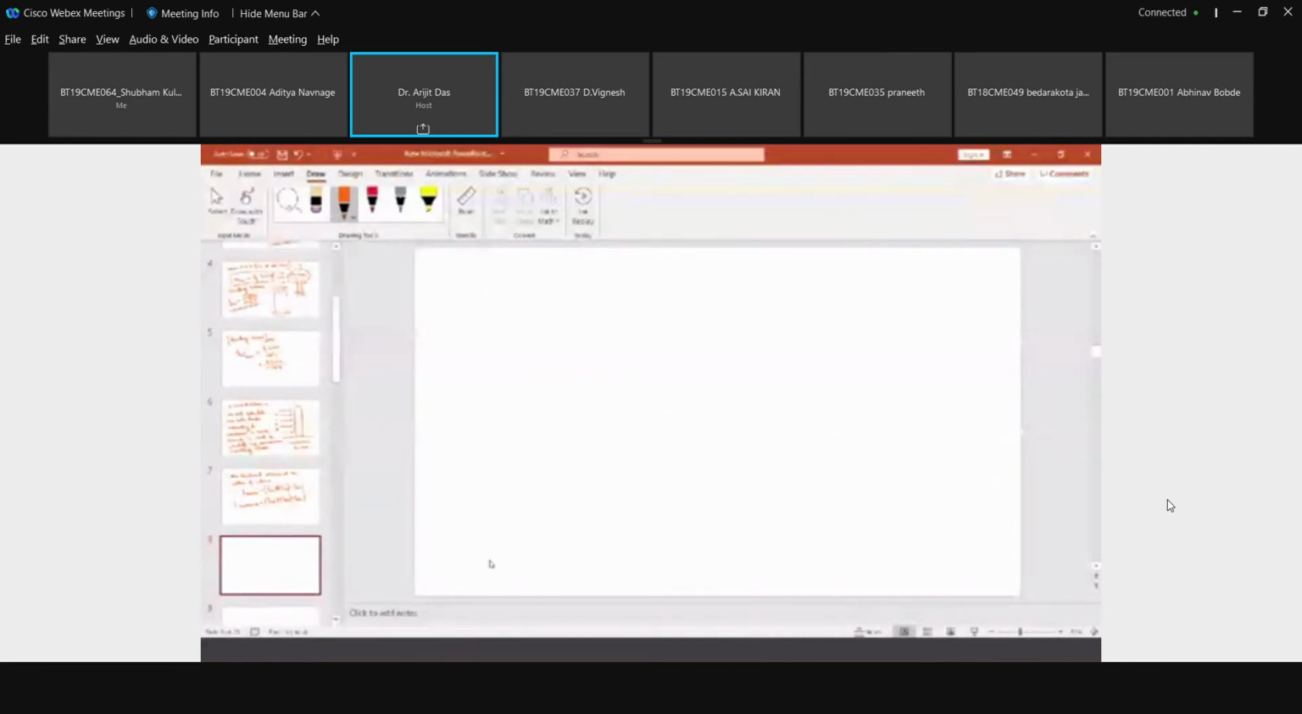Now, another is that we will calculate the stress due to the eccentric load or the eccentricity of loads.